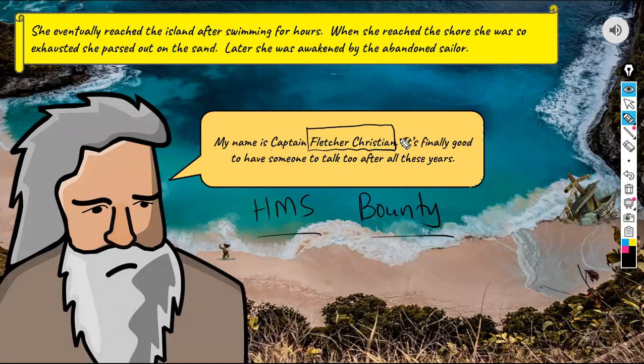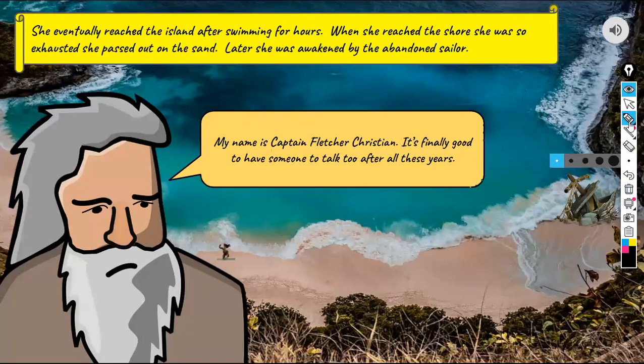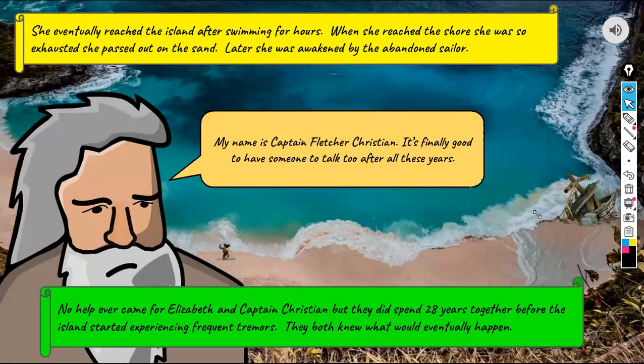So for those who are interested in reading up about it, you can read it. It's a really great book. You will love that book from beginning to end. Anyway, so let's move on, right? So we'll see what happens between Elizabeth and Mr. Fletcher Christian here. Oh, we have a little storyline here. So apparently no help ever came to rescue the two of them, and they spent 28 years on the island together. But something bad is about to happen after the 28 years. So I don't know if you all are able to predict what bad thing is about to happen.